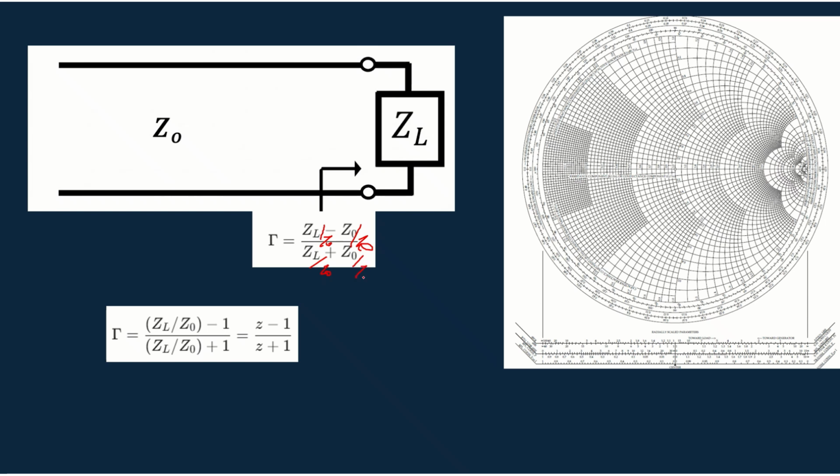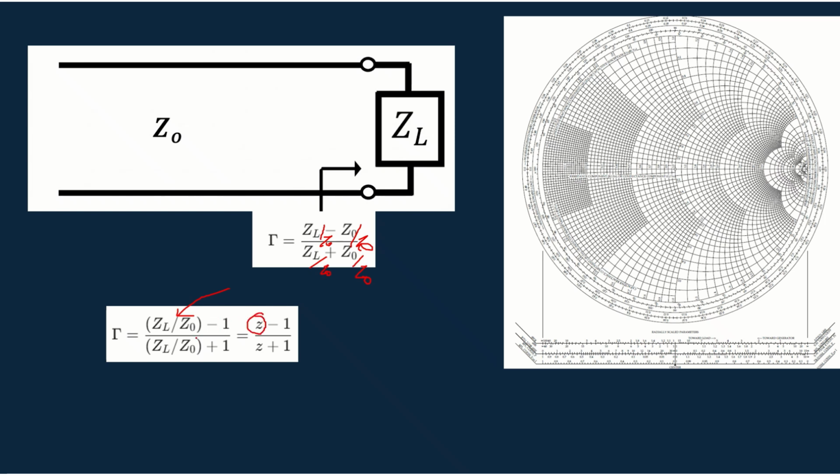If you divide by Z0, that will result in (ZL by Z0 minus 1) over (ZL by Z0 plus 1). This we can see is the normalized impedance, which is represented by small z.